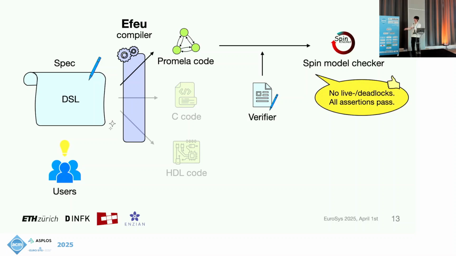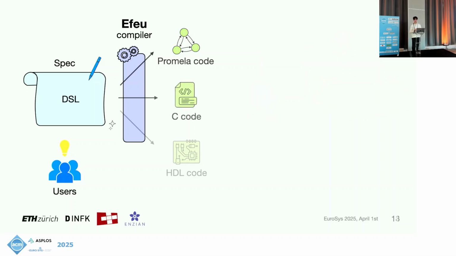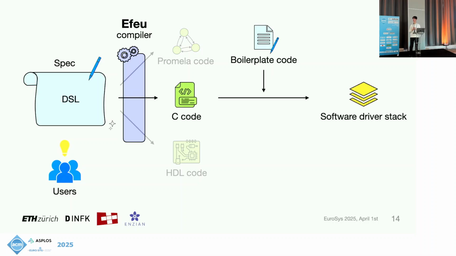Due to time limitation, I will leave out the details of this verification. And in the paper, we have a lot more detail, including the scalability of this model checking. And once the developer is happy with the specification, Efeu can take the same specification and generate C code. This C code backend essentially performs a rewrite on the ESM code. And after combining with the boilerplate code, it generates the software driver stack.